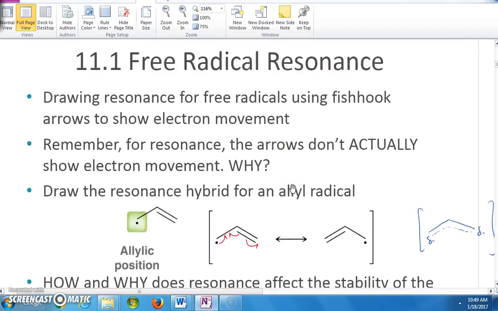Now, if we have to draw resonance for free radicals, we use fish hook arrows to show electron movement. Don't forget that for radicals. Remember, for resonance, the arrows don't actually show electron movement. All we are trying to do with resonance is show the delocalization or distribution of electron density. Basically, what we're trying to do is use multiple Lewis structures to show the actual structure of the molecule, and that way we'll be able to see the way electron density is distributed over the molecule.